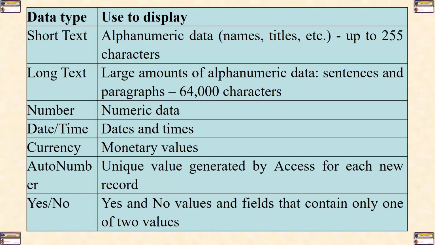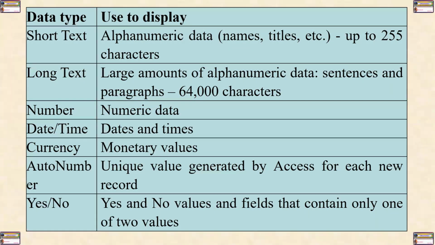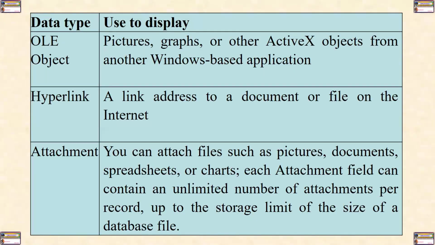automatically. The next data type is the yes/no data type. Now, the yes/no data type is used to hold what we call the yes and no values and fields that contain only one of 2 values. It is almost similar to what we call the Boolean data type, which includes, for example, data of type yes, no, male, female, etc.